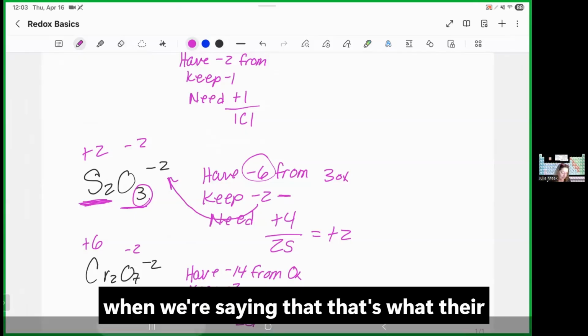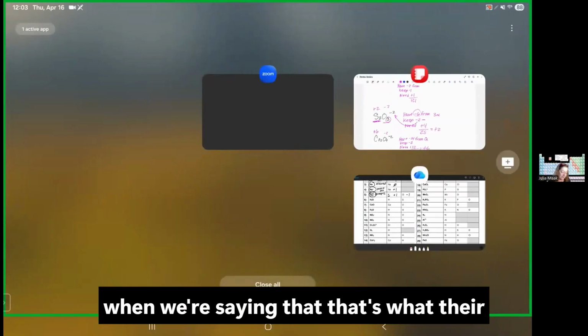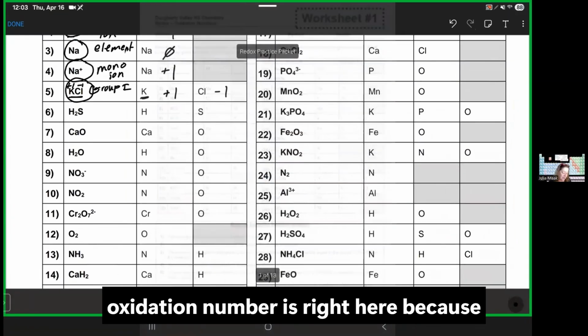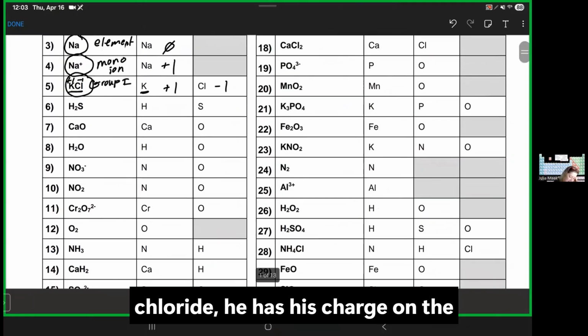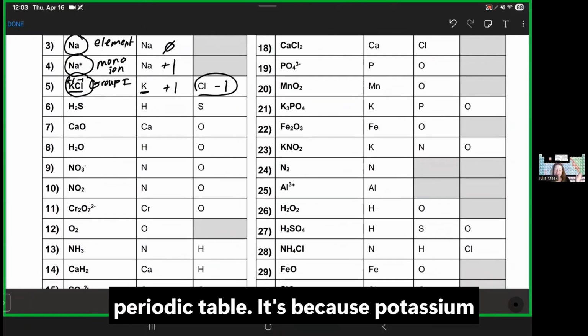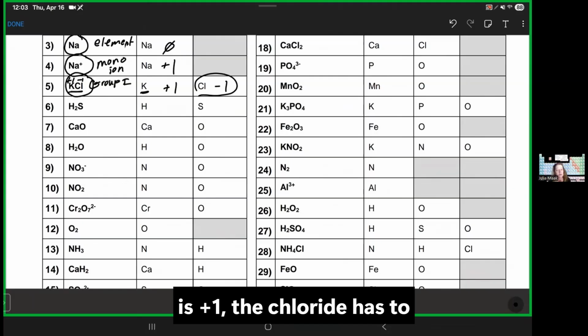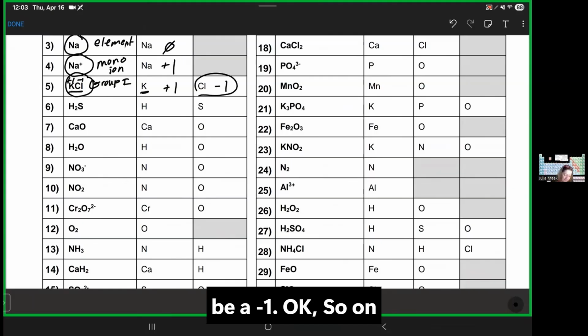So when we're saying that that's what their oxidation number is, right here, because that's essentially a monoatomic ion, that chloride has its charge on the periodic table. It's because potassium is +1. The chloride has to be a -1.